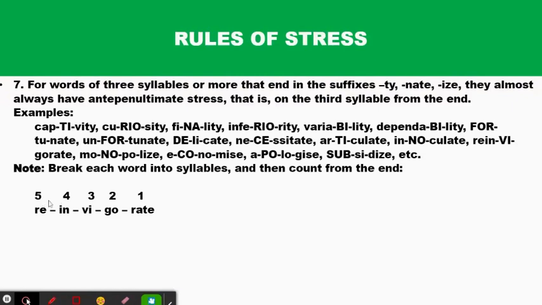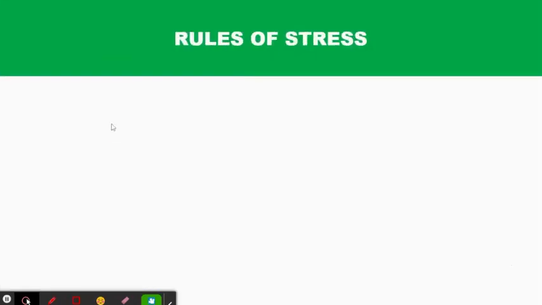So when you look at the word reinvigorate, we break the word into 5 syllables: reinvigorate, and then we count from the end of the word. Well, in some cases, some people might want to count from the beginning of the word. Why not? Depending on which one you find easier to apply when you want to identify where stress should be placed.